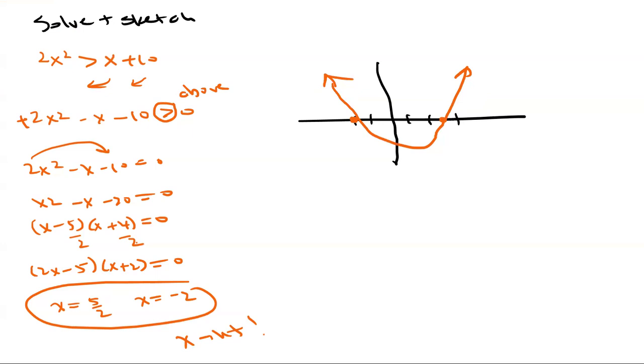So in this case, our answer is going to be negative infinity to negative 2, union 2.5, or 5 over 2, to positive infinity. Union just means I want this and this. We don't include the endpoints because it says greater than. If it were greater than or equal to, then we would include negative 2 and 5 over 2.